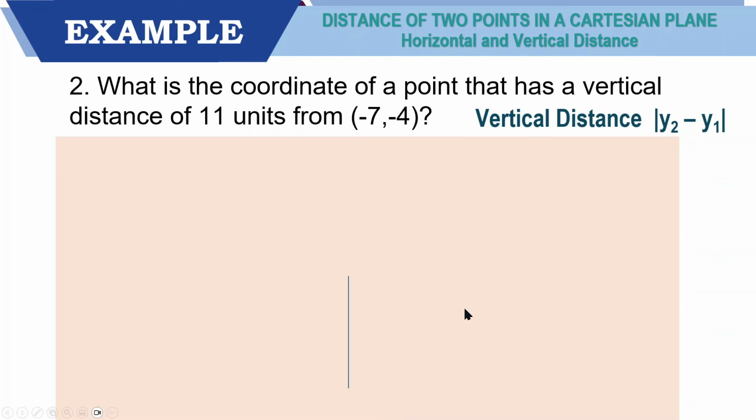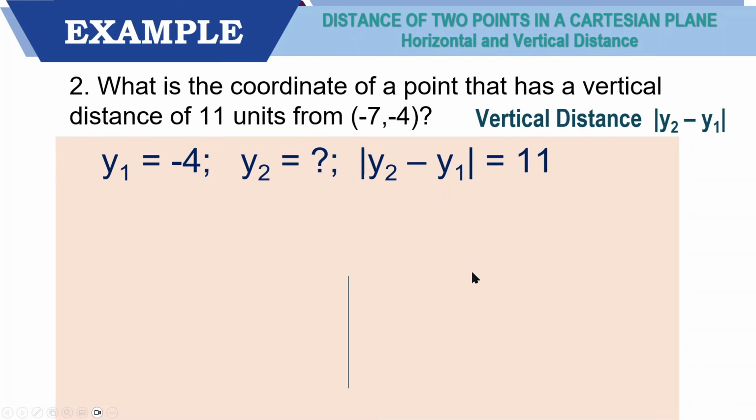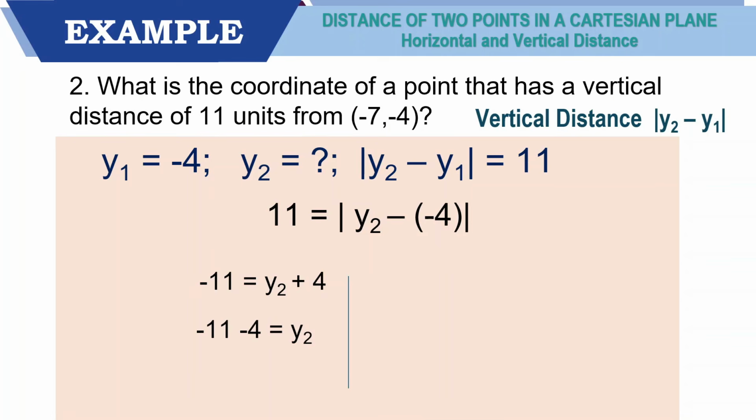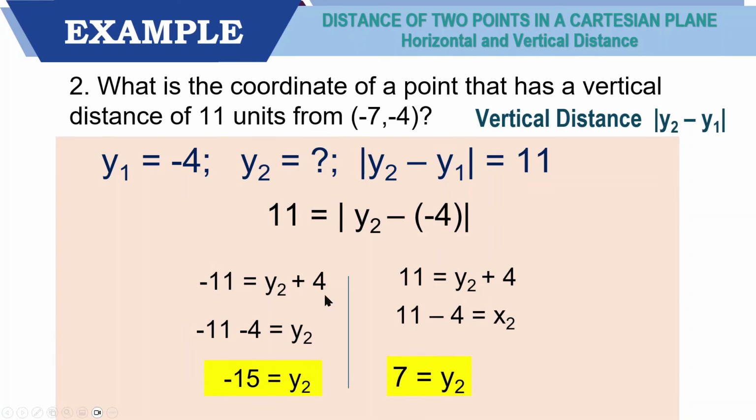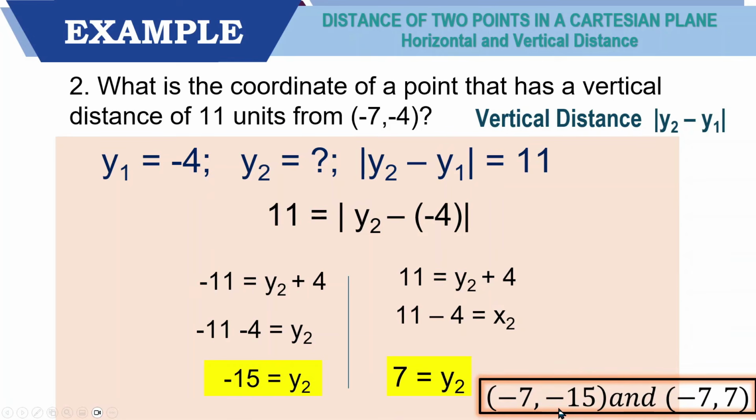Next, what is the point that has a vertical distance of 11 units from (-7, -4)? Substituting to the formula, we have 11 equals the absolute value of y sub 2 minus negative 4. Negative 11 equals y sub 2 plus 4. Transposing 4 to the other side, we have negative 11 minus 4, which is equal to negative 15. For the other one, we have the positive 11. Transposing 4 to the other side, we have 11 minus 4, which is equal to 7. Again, we are not going to change the negative 7 for the x coordinates. So we are going to have (-7, -15) and (-7, 7) as possible answers. Again, we are just replacing the y coordinates, not the x coordinates, since they are vertically aligned.